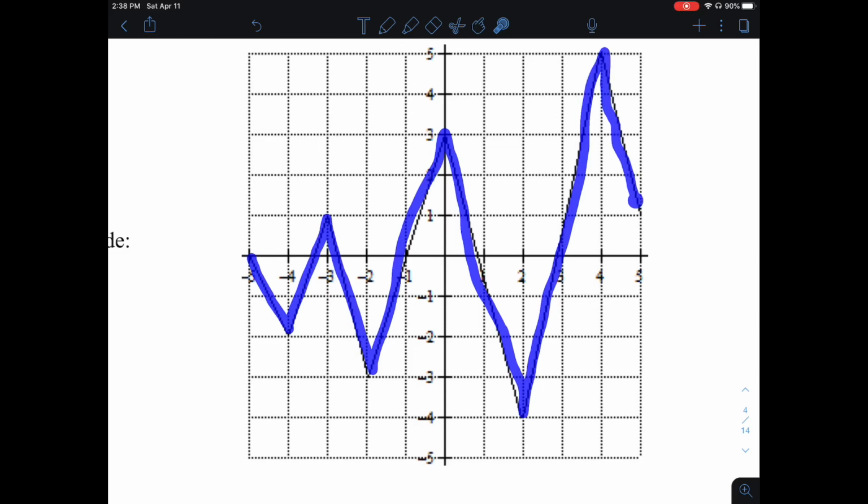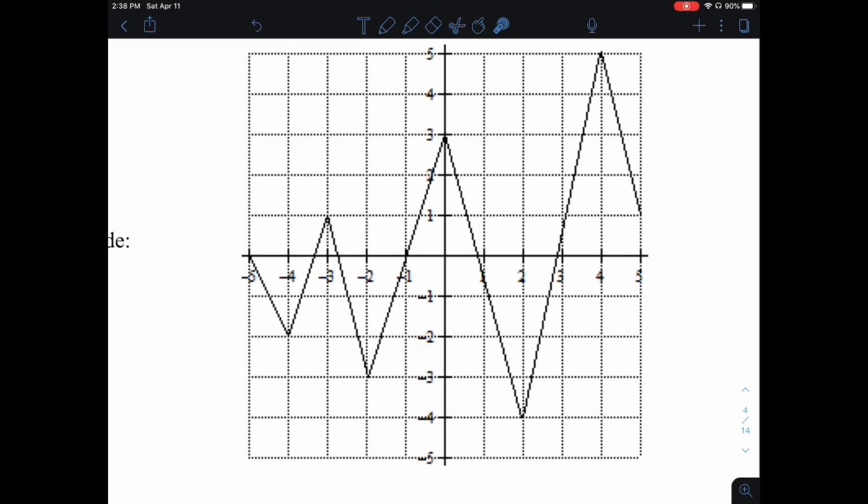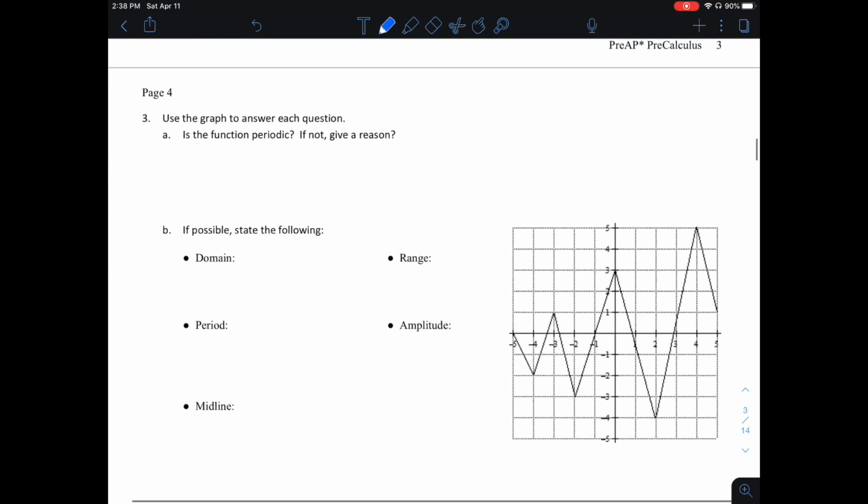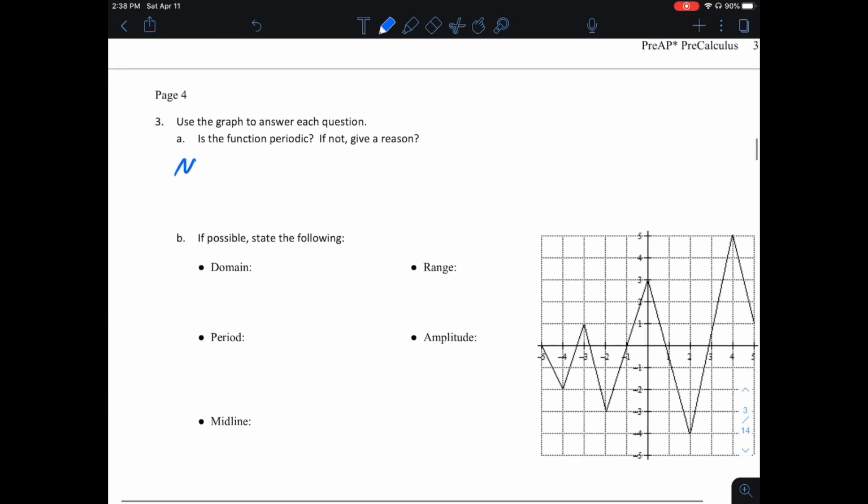We could use this graph to predict things, but the y values continue to get bigger as you go left and as you go right. It's really not repeating itself. Well, is it a periodic function? I'm going to say no, because it isn't. And my reason, I'm going to say, is that the graph's range continues to increase.